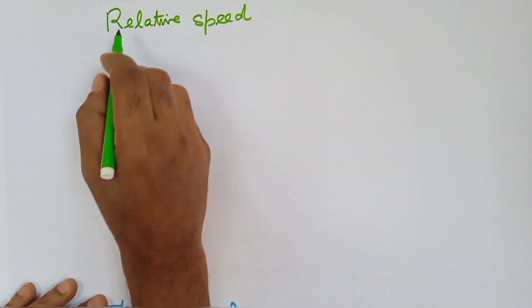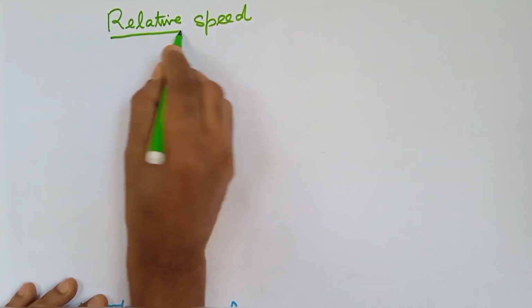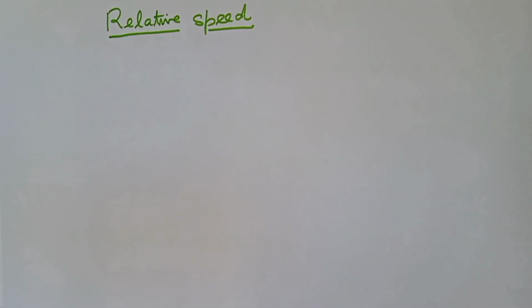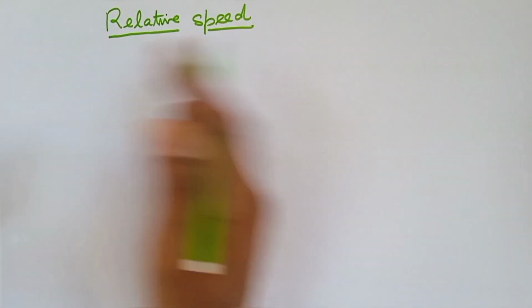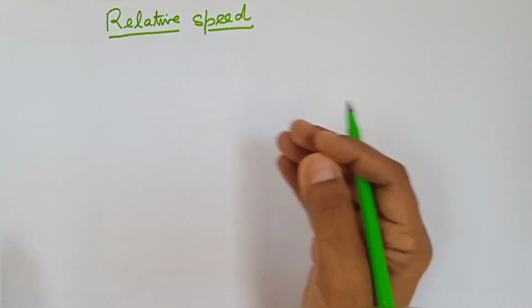Hey guys, we will look at a concept called relative speed. The question of relative speed arises when you have two bodies moving together at the same time in the picture. I will explain this concept through a simple example.